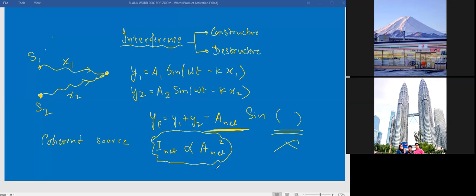Henceforth we will see what the minimum and maximum possible A net may be, and in which circumstances we are getting constructive and in which circumstances we are getting destructive interference.